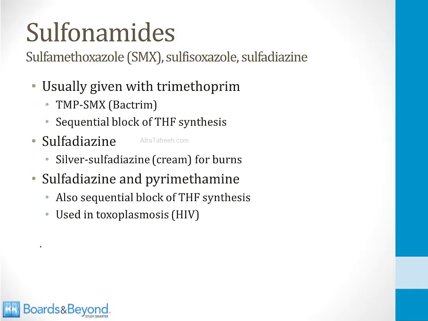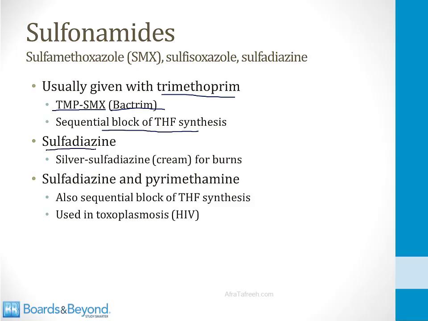Back to our discussion of sulfonamide antibiotics, let's talk about some of the clinical scenarios where you might use these drugs. The most common place where you'll see sulfonamides used is together with trimethoprim. The antibiotic Bactrim is a combination of trimethoprim and sulfamethoxazole. It's often abbreviated TMP-SMX. And as I mentioned before, when you use sulfamethoxazole together with trimethoprim, that results in sequential and very effective block of tetrahydrofolate synthesis in bacteria.